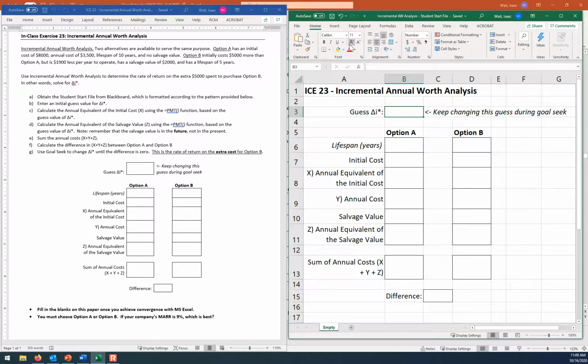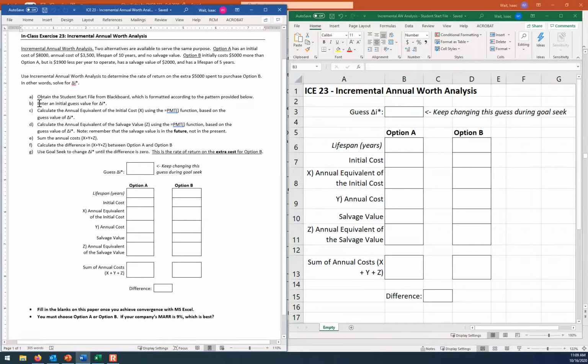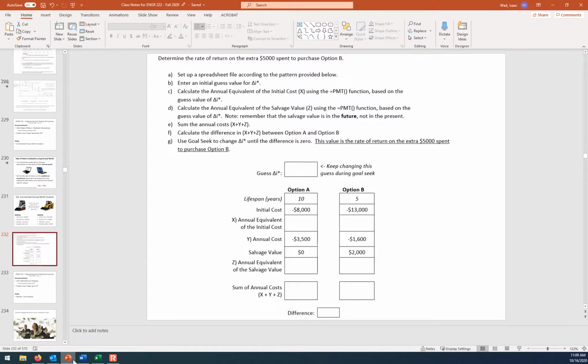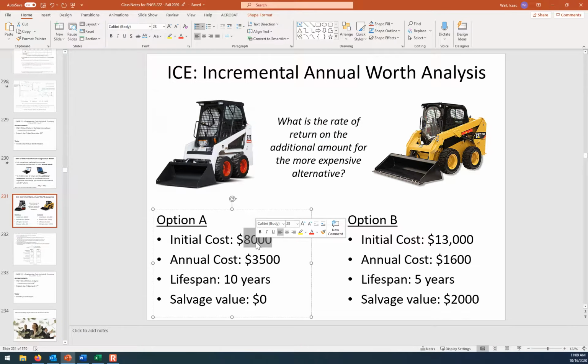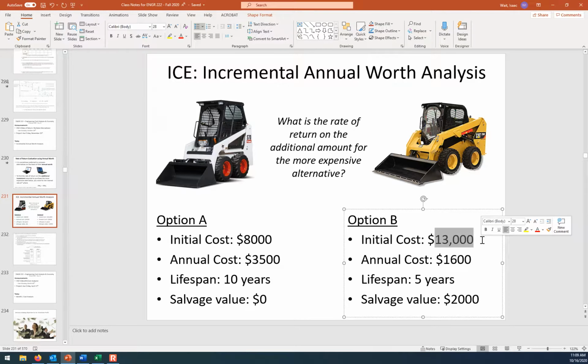So we start off with an initial guess value for delta i star. And by the way, what delta i star means is we want to find out, is it worthwhile to get the more expensive alternative? The two options are option A at 8,000 and option B at 13,000. So we want to know, based on an annual worth analysis, how much this extra $5,000 that it costs to purchase option B is going to return. So we want to know the rate of return on the difference between the prices.